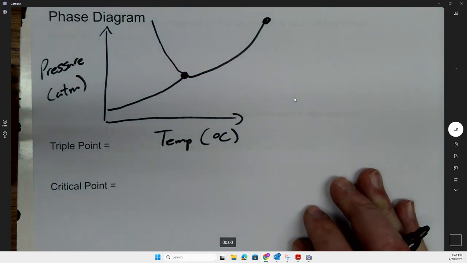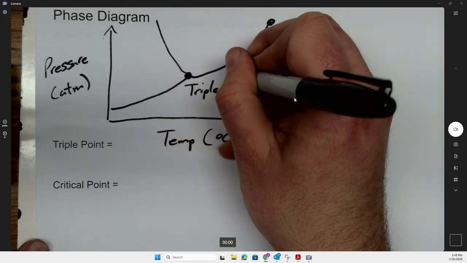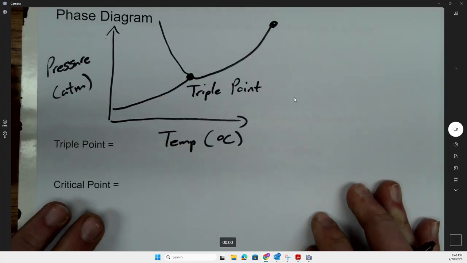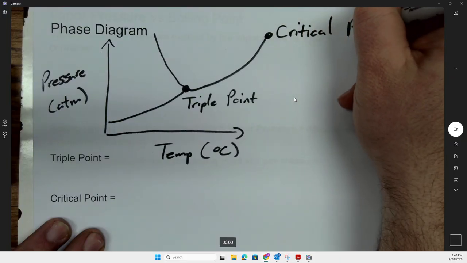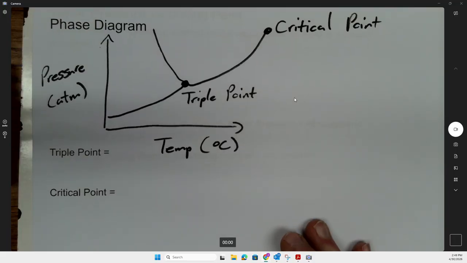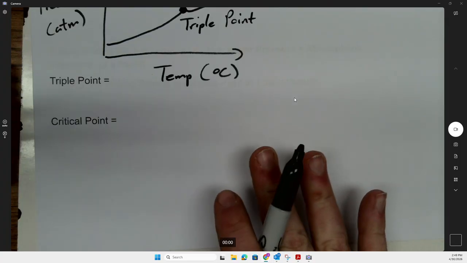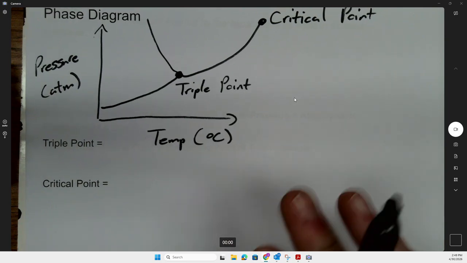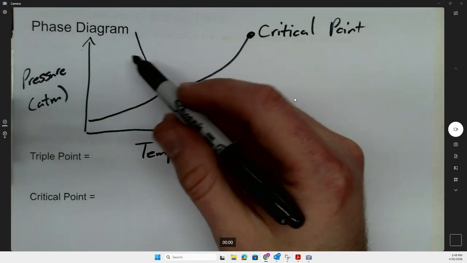There are two important points in my diagram. My first one is my triple point. My other one is my critical point. And they might be important because clearly we're going to put some definitions to them. Now, the coordinates of my diagram are always going to be the same.